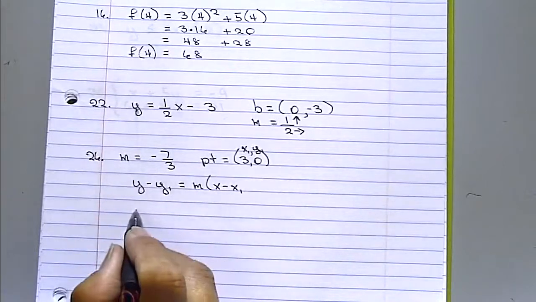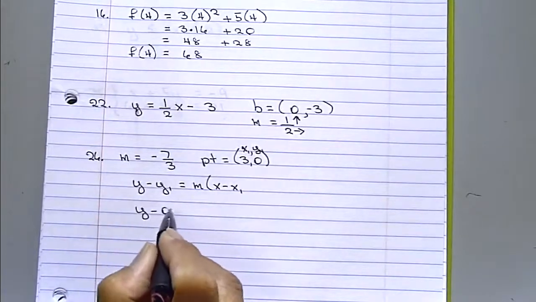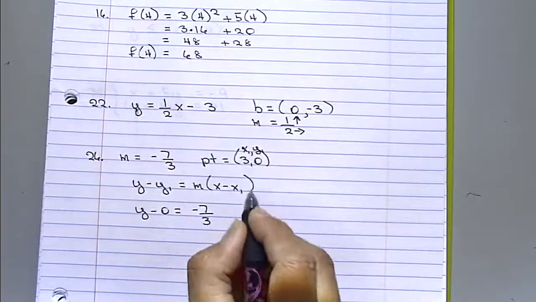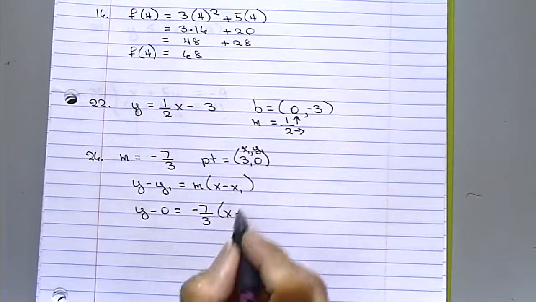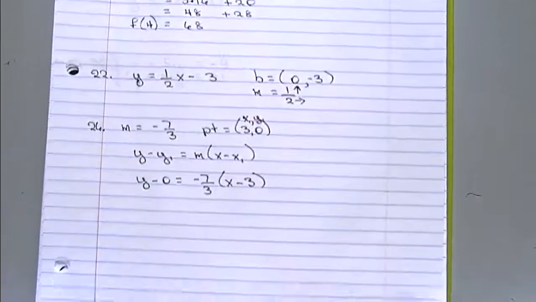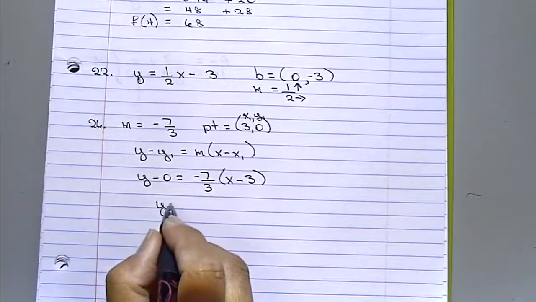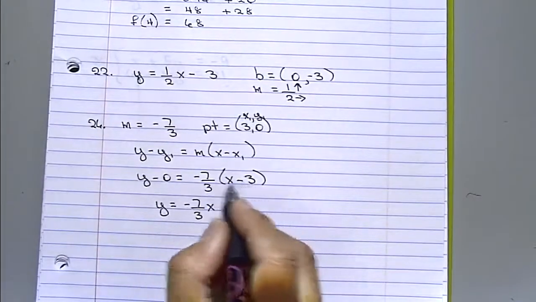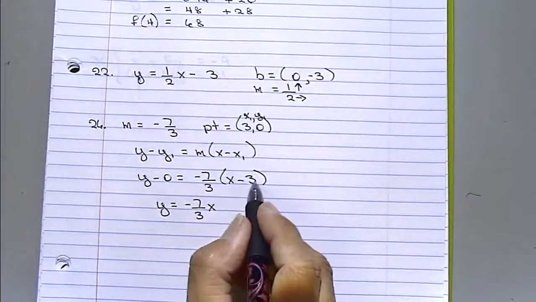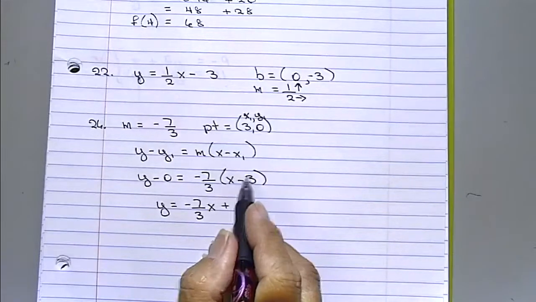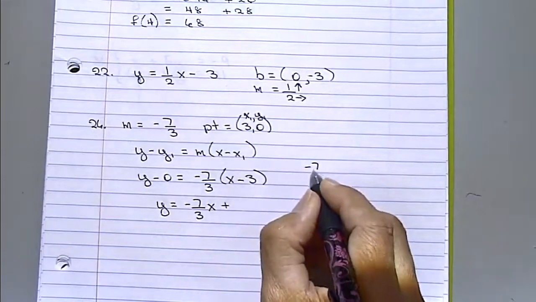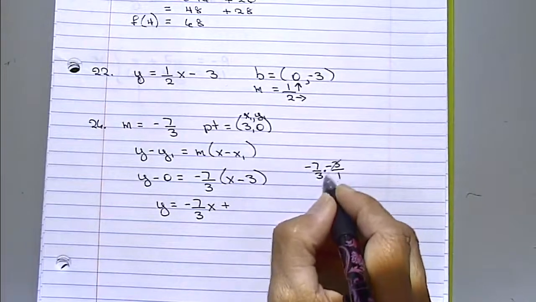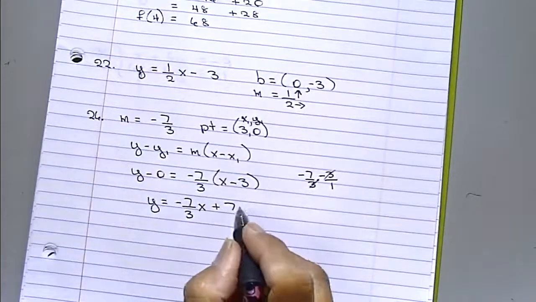I know what m is. I'm going to say y minus 0 is equal to the slope of -7/3 times x minus 3. All right, now I just have to get it figured out. Well, y minus 0 is just y. And this is -7/3 x. And then when I multiply -7/3 times -3, I get a positive. The 3's will cross out. Do it like this if you need to, right? And you're going to get a positive 7 over here.